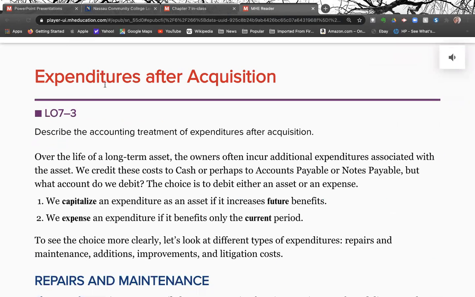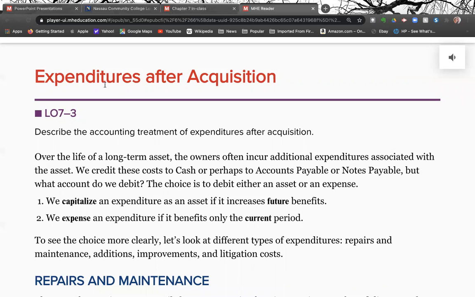Okay, I just want to mention something here. We don't have any problems to do with this, but I just want to point this out to you. Expenditures after acquisition. So now you bought the thing and you started using it. And you still could have to pay for some things that are in relation to this, right?